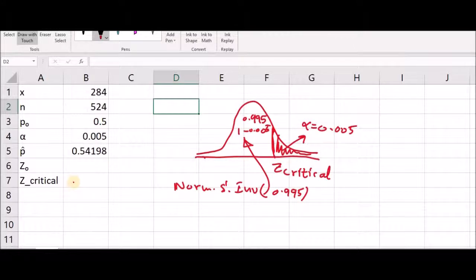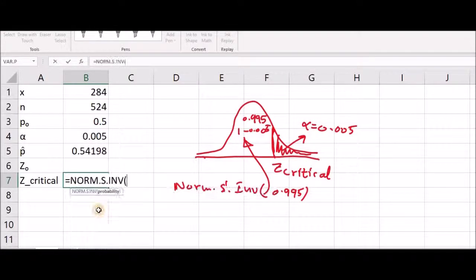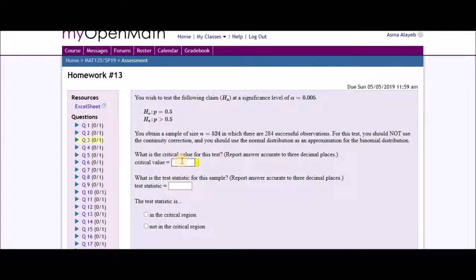So I will compute that in this cell, NORM.S.INV of 0.995. So the critical value is this number. I'm going to copy it and paste it right here.